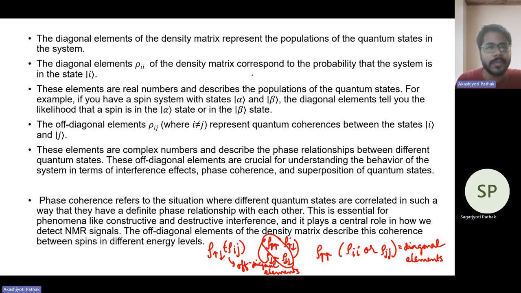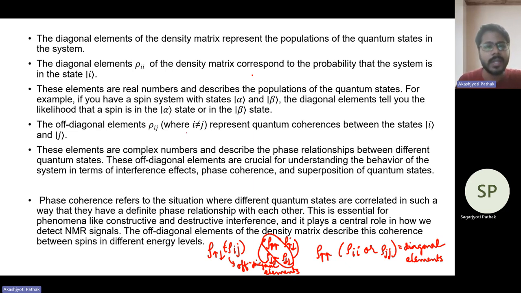Now, for example, if you have a spin system with states alpha and beta, the diagonal elements tell you the likelihood that a spin is in the alpha state or in the beta state. So if you have two states, alpha and beta, what will these diagonal elements give you? It will give you the likelihood, or the probability, that the spin is in the alpha state or in the beta state.